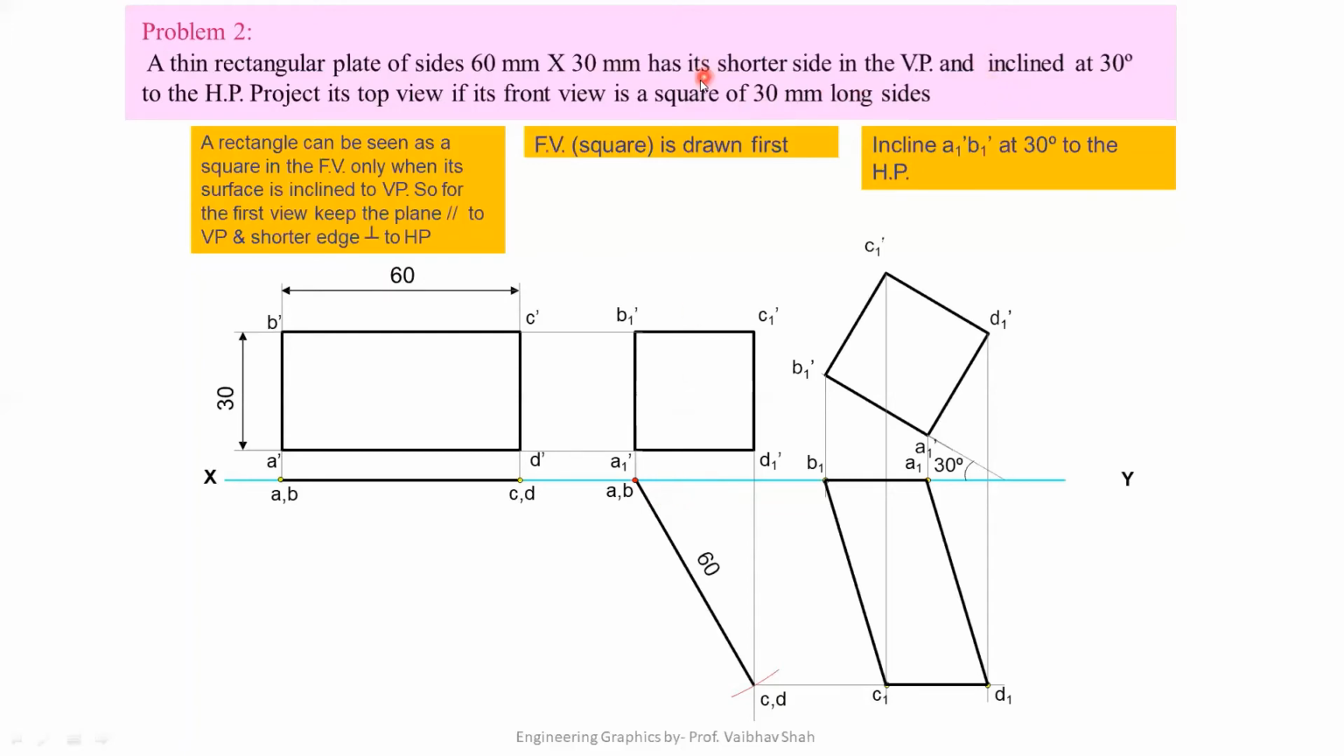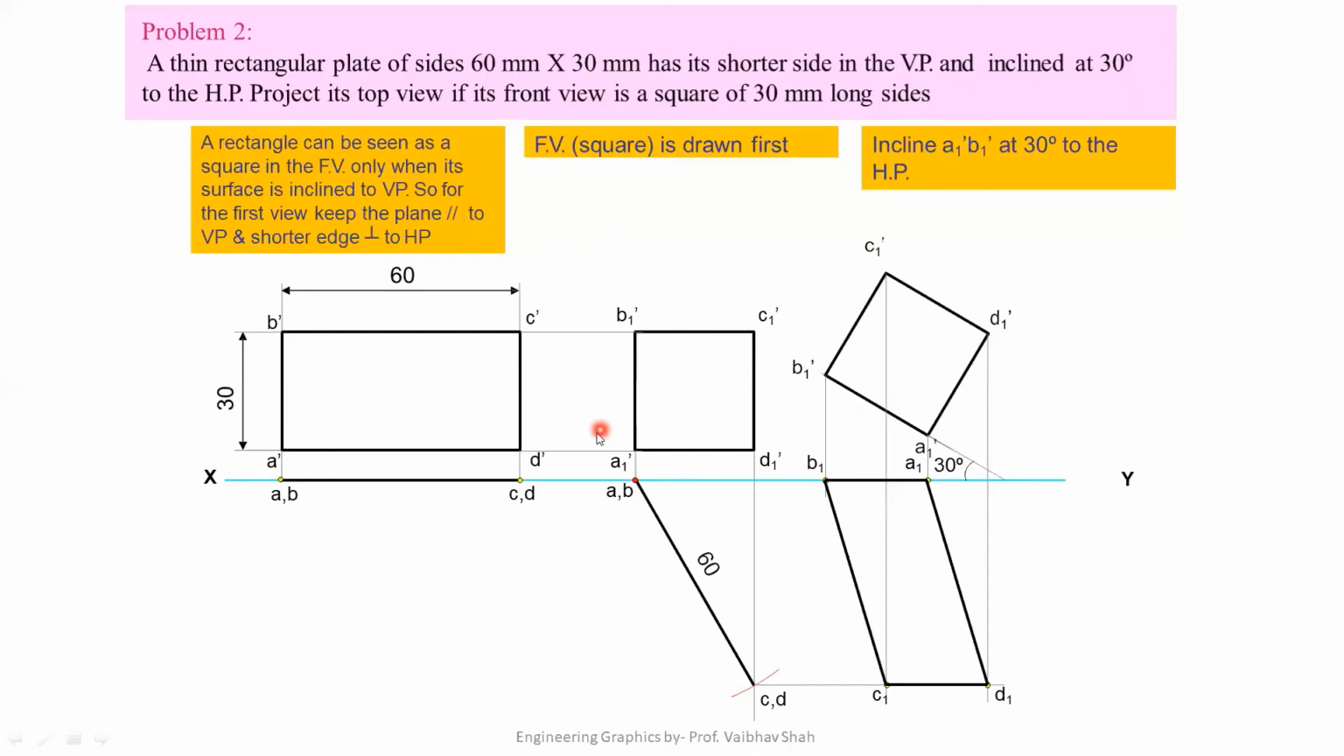Now it is said that the rectangle has its shorter side in VP, and the side which is in VP is inclined at 30 degrees to HP. As we know, this is the side which is resting on the left hand side, resting in VP. So in the second stage drawing, this is your side which is resting on VP. We have to make this side incline at 30 degrees to HP. So XY line, and below this XY line is your HP. We'll be drawing 130 degrees above this XY line to get the 30 degree inclination with your HP.